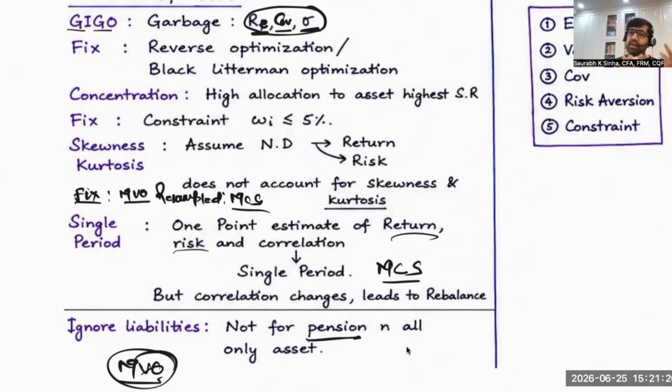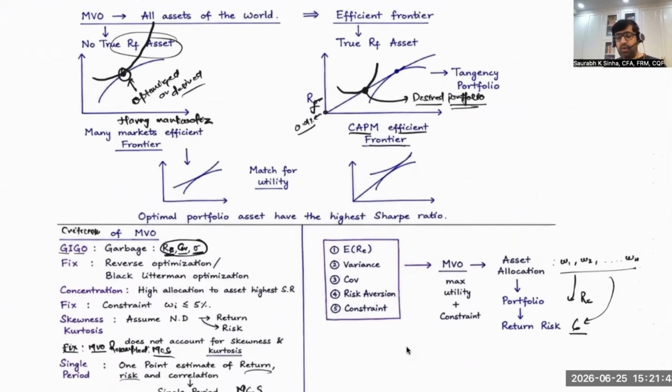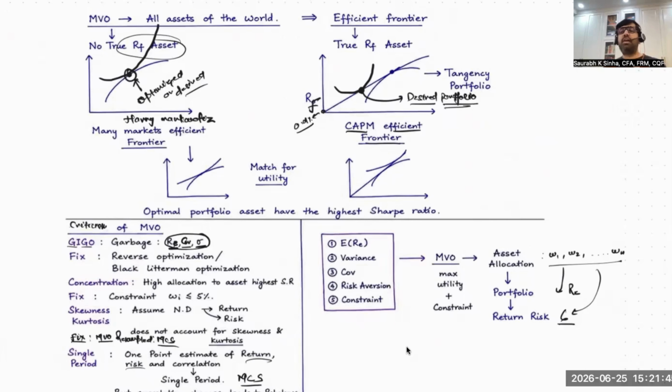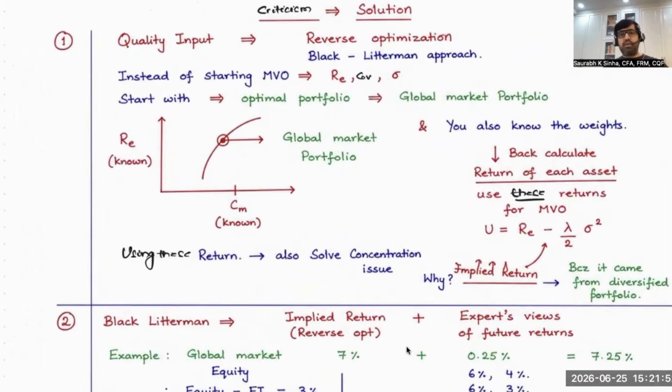Did I say liability return and liability risk? No. So it completely ignored liability, and pension funds are dependent upon maximizing what surplus, which is asset minus liability. So you cannot use mean variance optimization if you're trying to optimize liability driven portfolio management like pension. Okay. So definitely we talked about criticism.